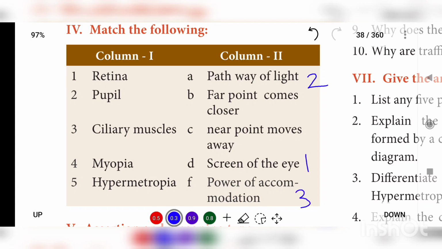Fourth one, myopia. This is a far point comes closer. Fifth one, hypermetropia, where near point moves away. So the order is 2, 4, 5, 1 and 3.